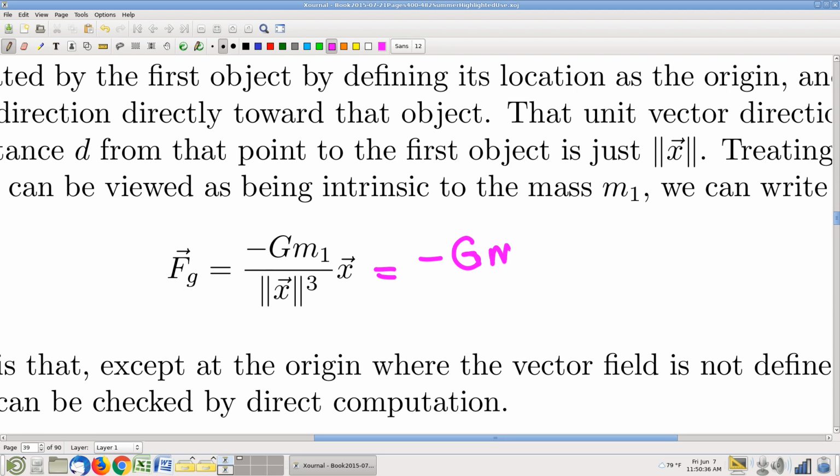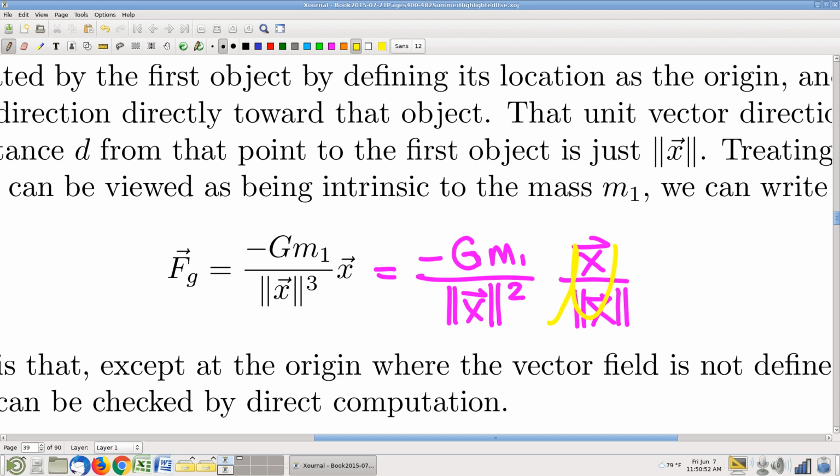Negative G m1 over magnitude of x squared times x over the magnitude of x. Point being that this is actually just a great big unit vector. Right, so in terms of magnitude, yeah, the magnitude is inverse square. This extra copy of magnitude of x is just part of this unit vector that describes the direction. Everybody good?